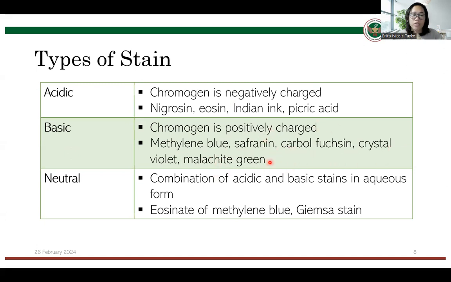malachite green, carbolfuchsin. Lastly, we have your neutral stains. This one is a combination of both your acidic and basic stains. Usually they are in the aqueous form. One example of this is your Giemsa stain.